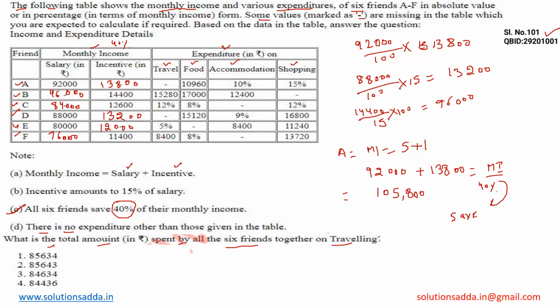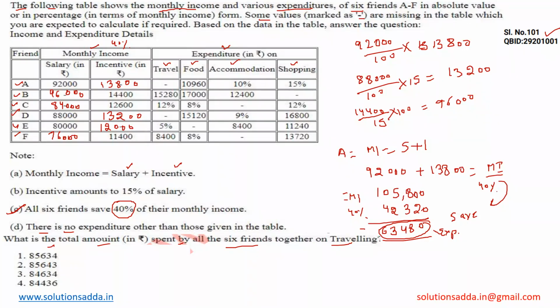So the monthly income amount will become 1,05,800. And what will be 40% of this amount? 40% of this amount will be 42,320. How much remains? The remaining amount is 63,480. So this amount for person A is the expenditure amount. This is the 40% saving amount, this is the monthly income, this is the expenditure amount.